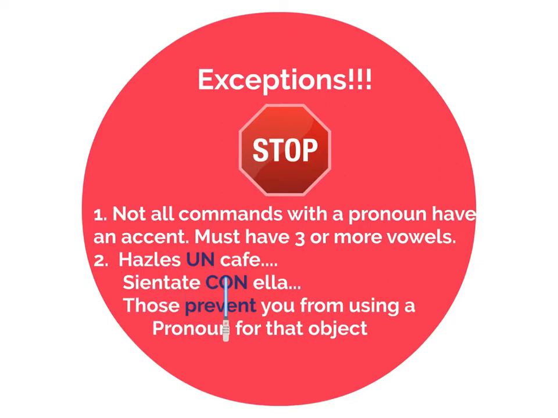Siéntate con ella. Sit down with her. Well, con interrupts you from using this as a le, as a pronoun. So really it is siéntate, which I forgot my accent. 1, 2, 3 is where that should be. Con ella. So un and con, you cannot put these as direct object pronouns, okay?